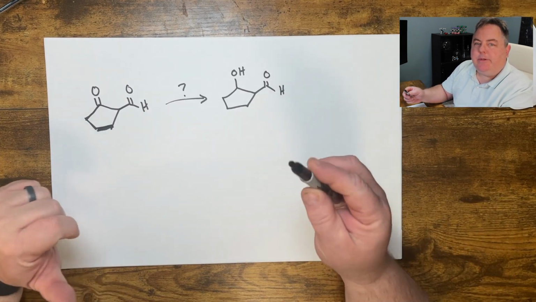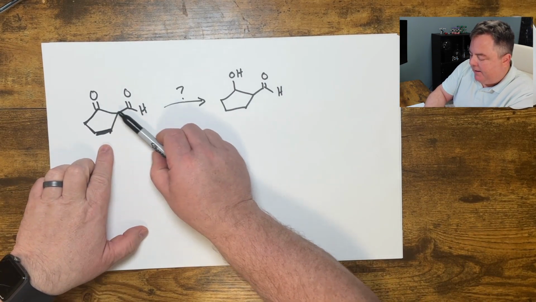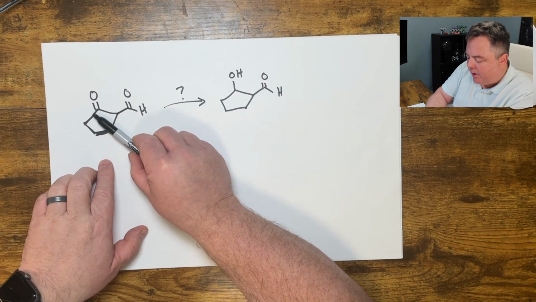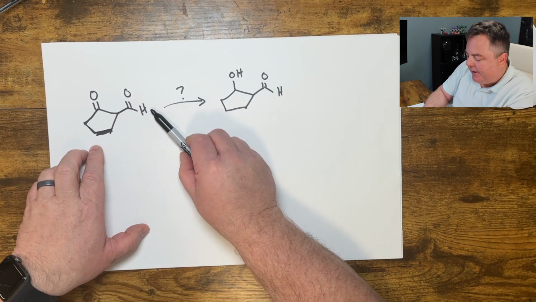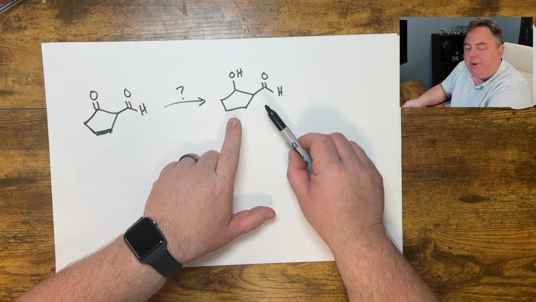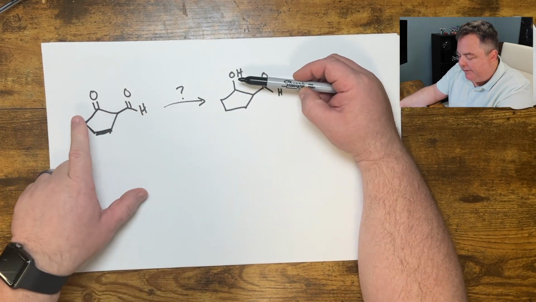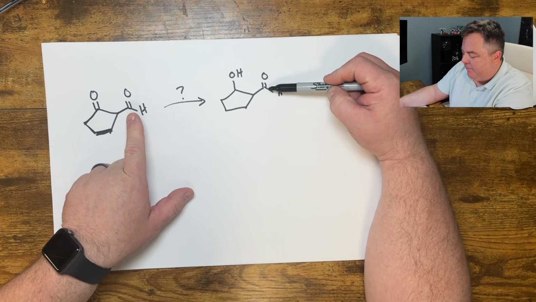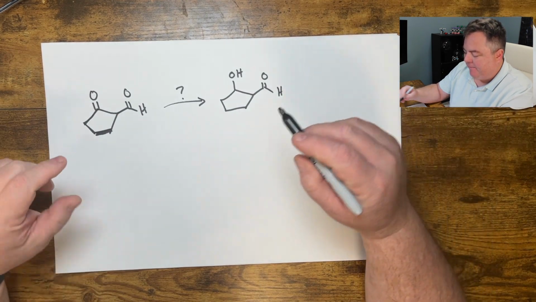Let's say I want to do this reaction. I have two carbonyls, a ketone, carbon, carbon, carbon, and an aldehyde. There's a hydrogen on my carbonyl. And let's say this is the compound I'm trying to make. I want this carbonyl to become an OH, but I want my aldehyde to stay the same.